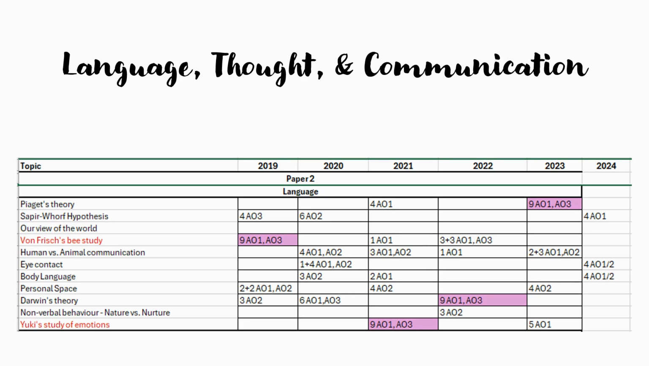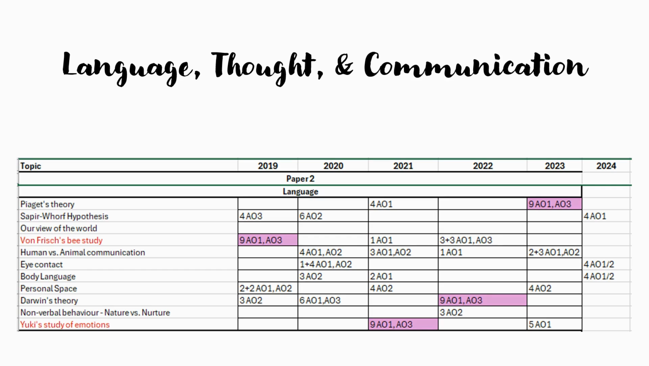Von Frisch's bee study did come up a fair few years ago. It's come up a couple of times since. Could potentially come up. Yuki's study did come up, as you see at the bottom there. So yeah, a bit of a smattering of everything here. The one that might be an outside chance, they might clump non-verbal communication together. So body language, personal space, and eye contact maybe might come up together as a longer question.